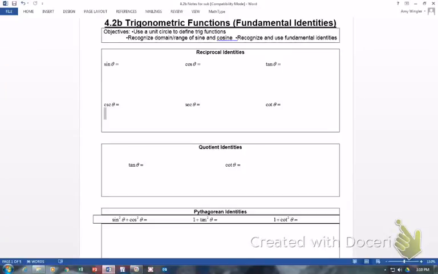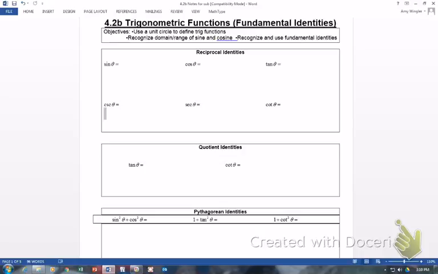We're going to start today by talking about the reciprocal identities. So far, we have learned that sine and cosecant are reciprocals, cosine and secant are reciprocals, and tangent and cotangent are reciprocals. All the problems we've done have given a value for sine, so to find cosecant's value, we just flip it. For example, if the sine of theta equals 4/3, the cosecant of theta would equal 3/4.